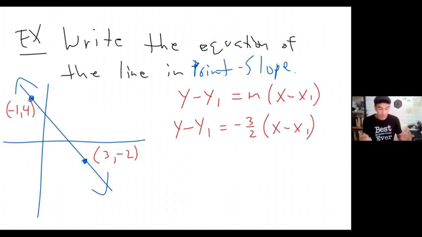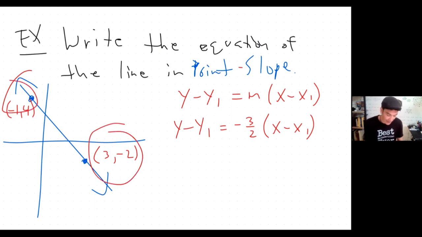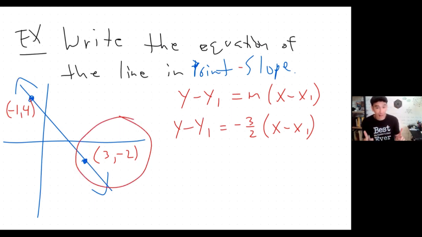Now the last step is this. Plug in any point that you have into x1, y1, and you're finished. I have 2 points to pick from. It doesn't matter which point you select. Let's say I pick this one here. Plug in its coordinates, not for x and y, but for x1 and y1, there and there, respectively. Let's see what that would look like.